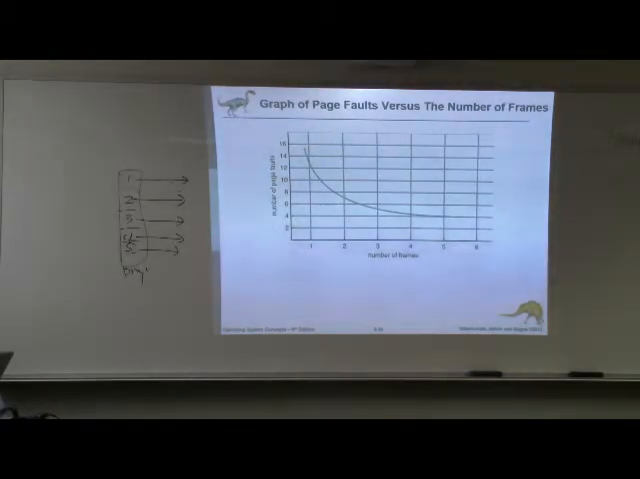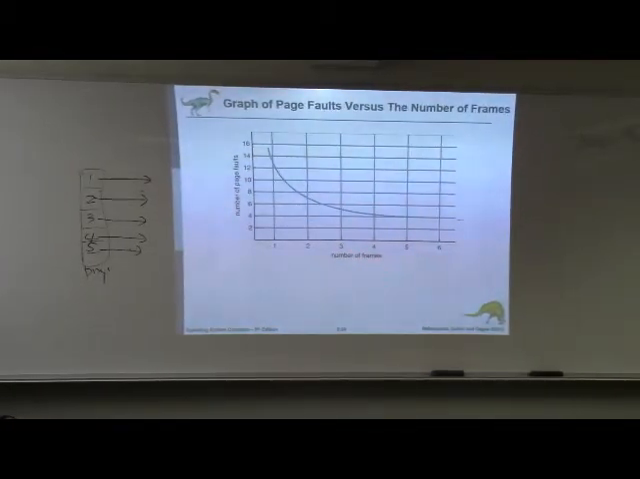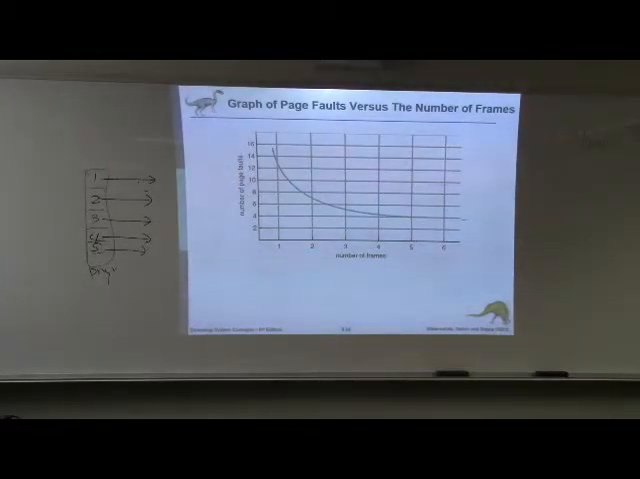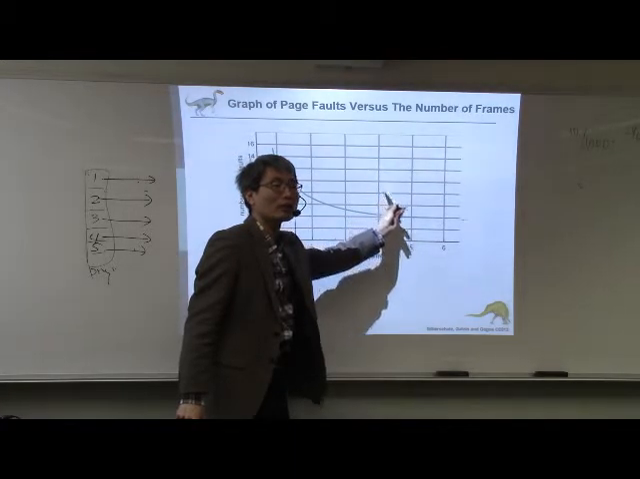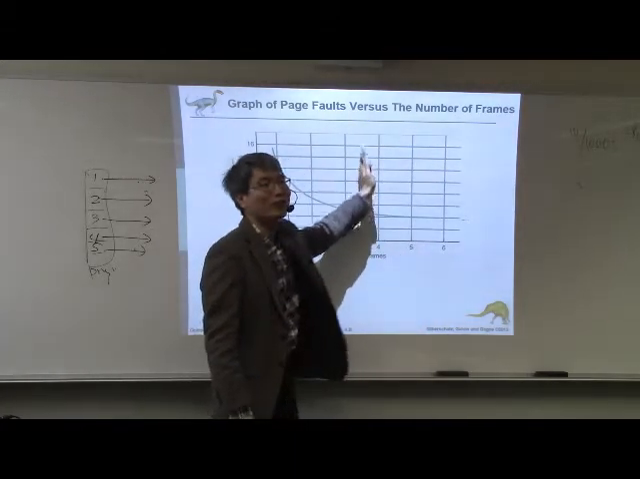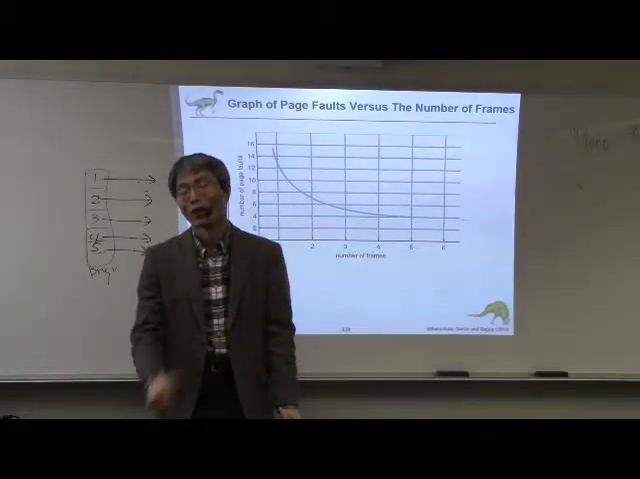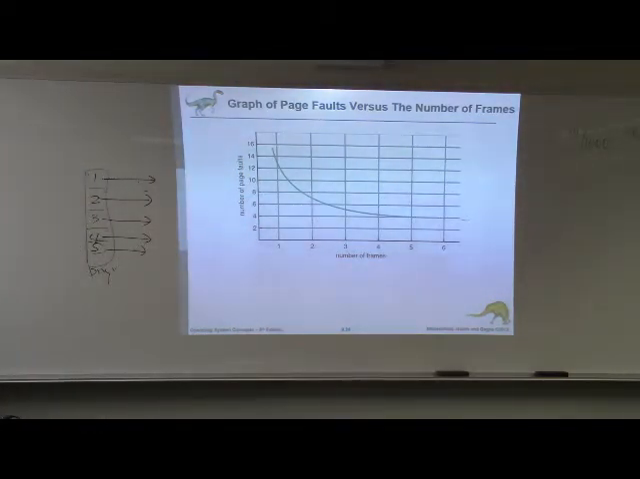Our expectation is like this: the more page frames, which means the bigger memory we have, the better the performance. Why? This is about the number of page faults; fewer page faults is better. Is it true? Yes, that's usually what we expect. Not always. Sometimes, even though we have more page frames, the page faults increase. We will see why. So that sometimes happens.